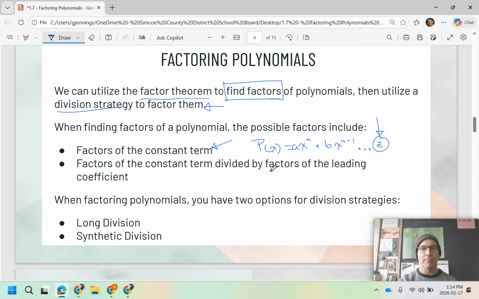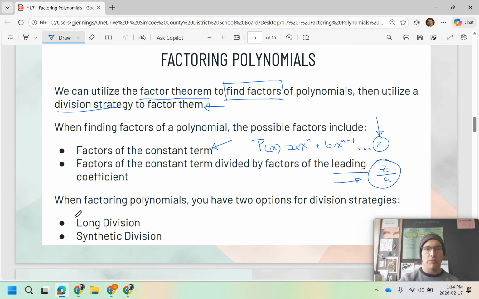If we have a leading coefficient, on the other hand, in that case, we would be looking for factors of z divided by factors of a. And that's going to give us our possible factors of those more challenging situations.